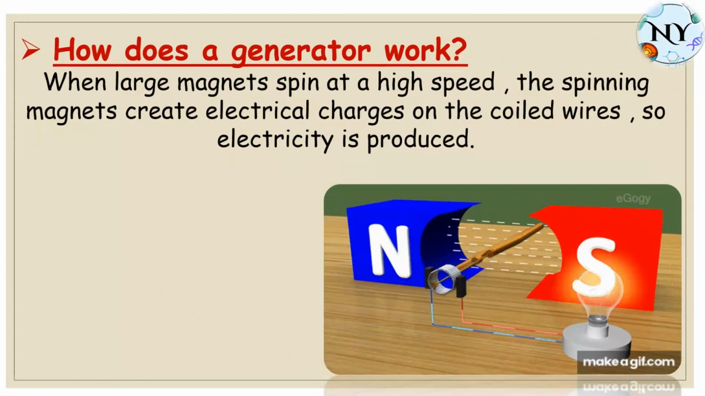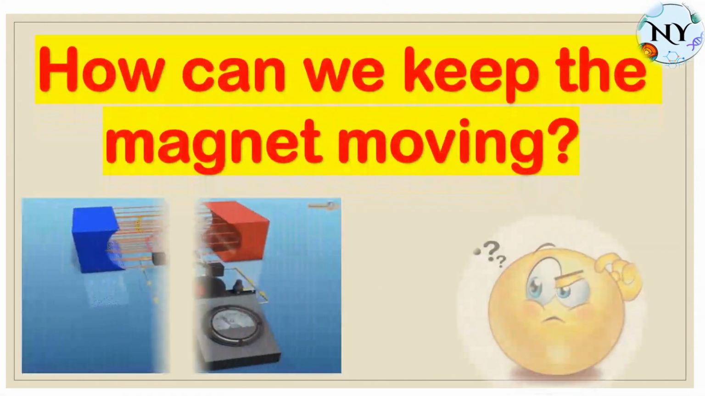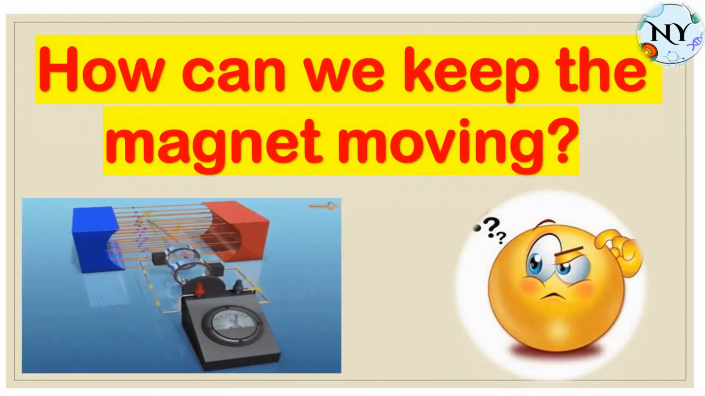So how does a generator work? When large magnets spin at very high speed, the spinning magnets create electrical charges on the coiled wires. So electricity is produced. So here, how can we keep the magnet moving? Here is the most important question. We said when we move the magnet at very high speed inside the coiled wire, electricity is produced. Okay, that's amazing. But how can we keep the magnet moving all of the time?